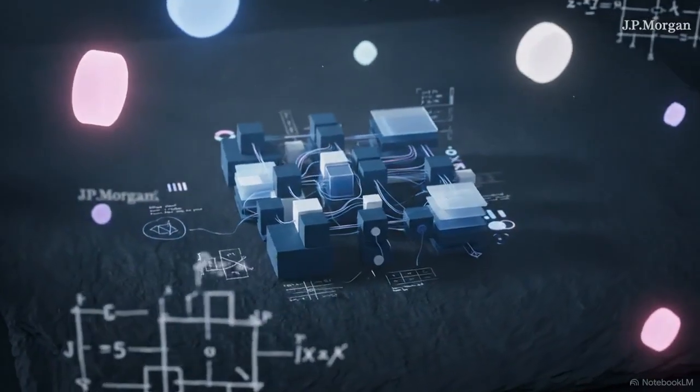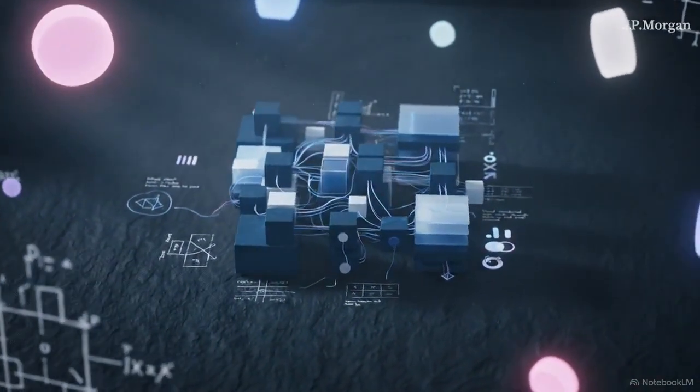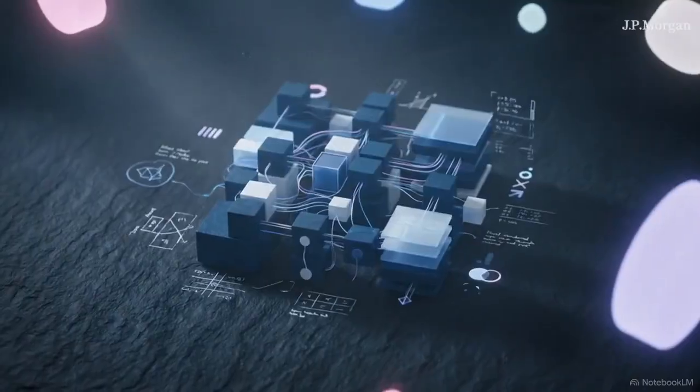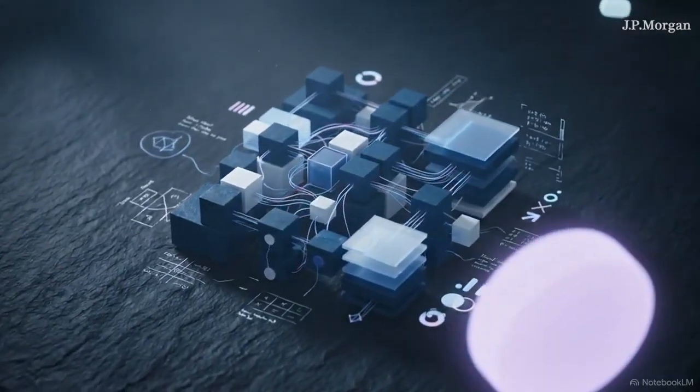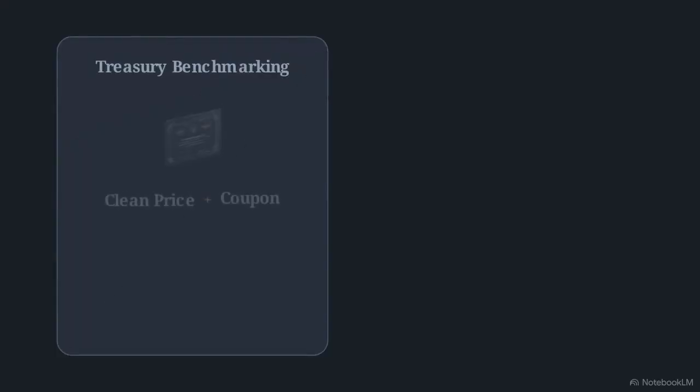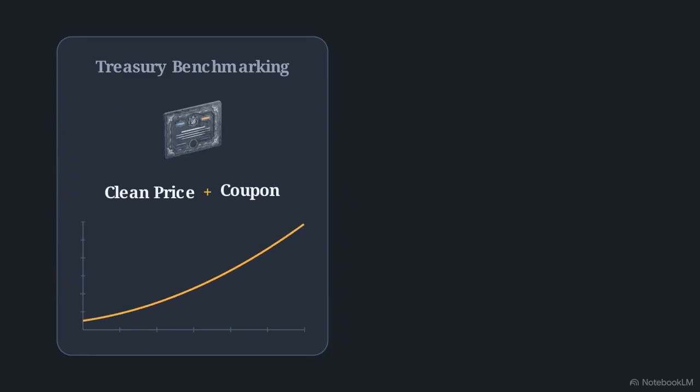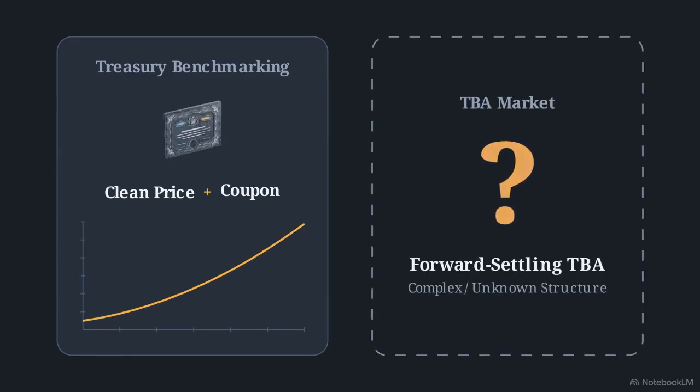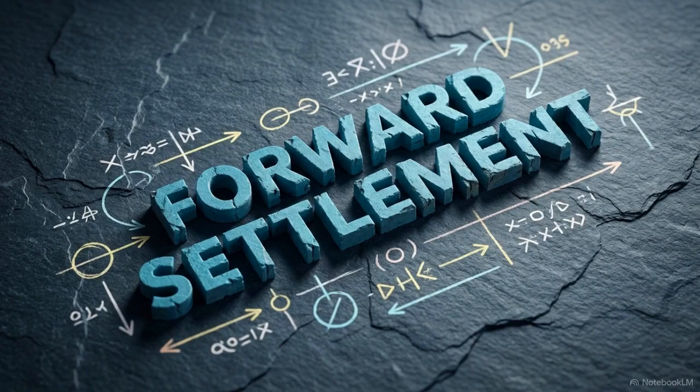The global fixed income market moves trillions of dollars every day. If you want to benchmark cash treasuries, the math is straightforward. You track the clean price and the coupon. But the agency mortgage-backed securities market operates on forward-settling TBA, or to-be-announced, contracts.